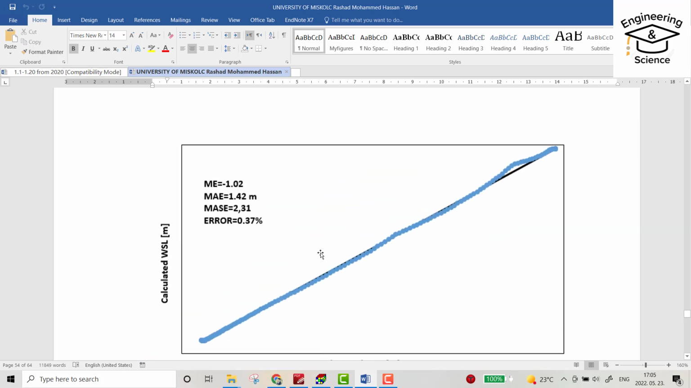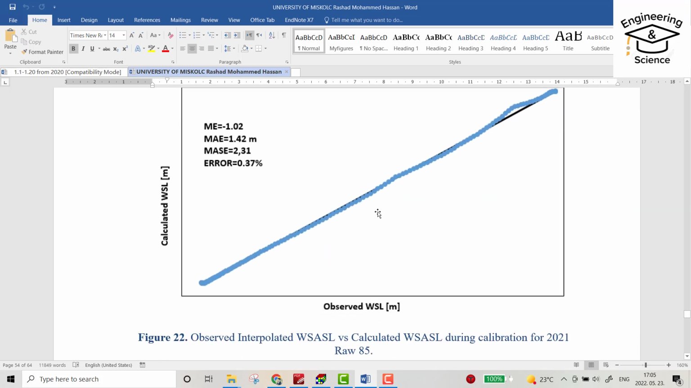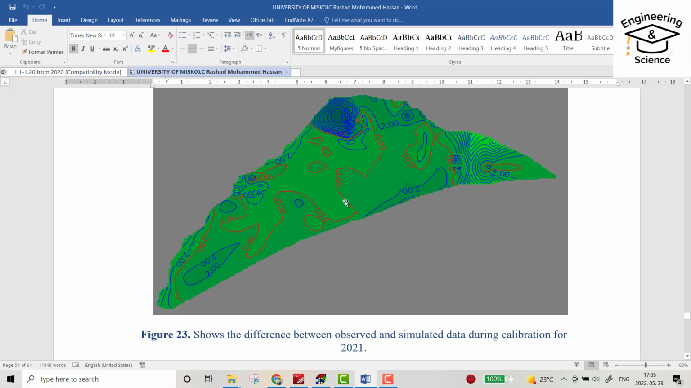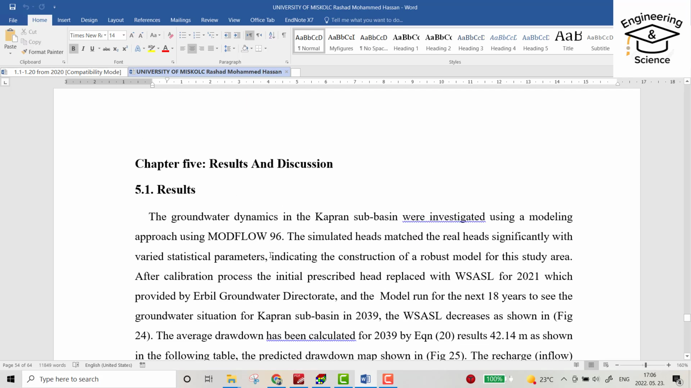That is the calibration result. The data for the model and for the observed is almost the same. So you see the difference. That is the difference between the model and observed data. It's almost zero, here 2 meters, and so on. That is just an idea.